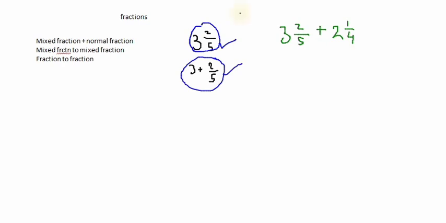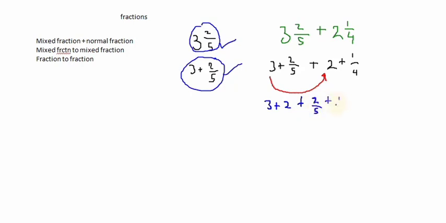To solve it more easily, it's very good if we can split it to 3 plus 2 all over 5, then plus, we split the next one, that is 2 plus 1 over 4. Now once you want to add this up, the whole number part adds to the whole number part, while the fraction part adds to the fraction part. So this is what we now have: 3 plus 2, then plus the fractions, 2 over 5 plus 1 over 4. Now this makes it easier for us to solve.